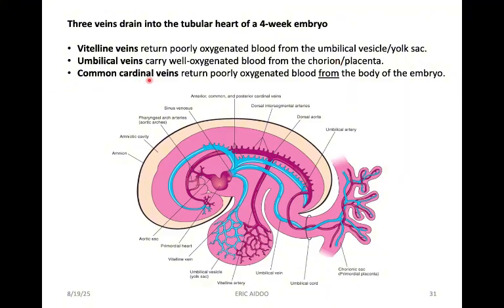Common cardinal veins return poorly oxygenated blood from the body. So that's the body. You have the anterior cardinal, the posterior cardinal and the common cardinal. They are joining the sinus venosus. So you can see sinus venosus, and sinus venosus will help in the formation of the inferior and superior vena cava. Usually they will return poorly oxygenated blood from the body to the right side of the heart.